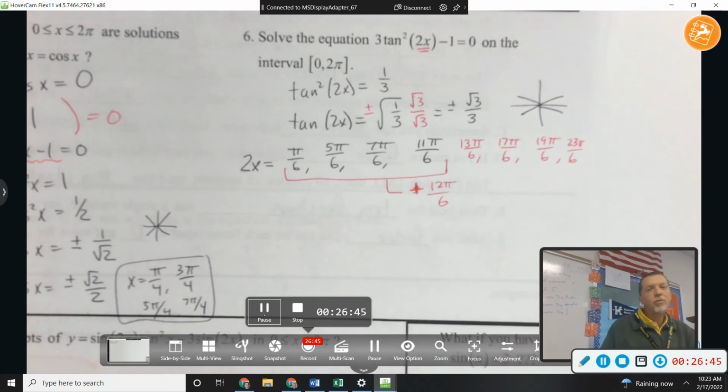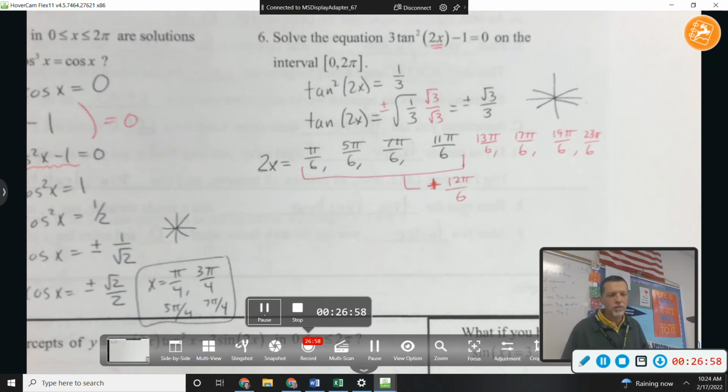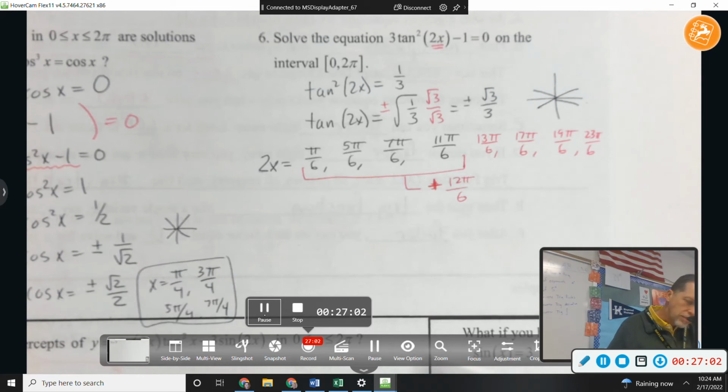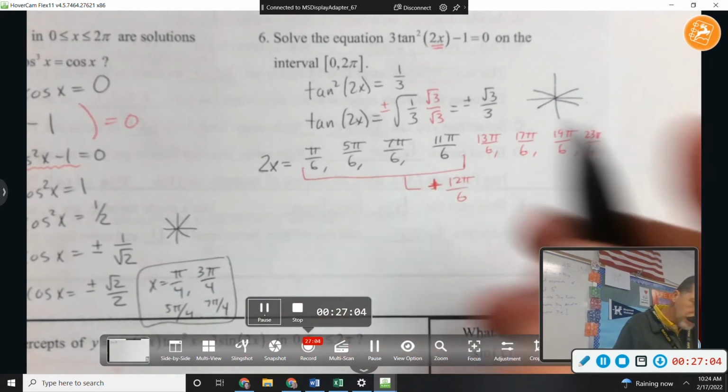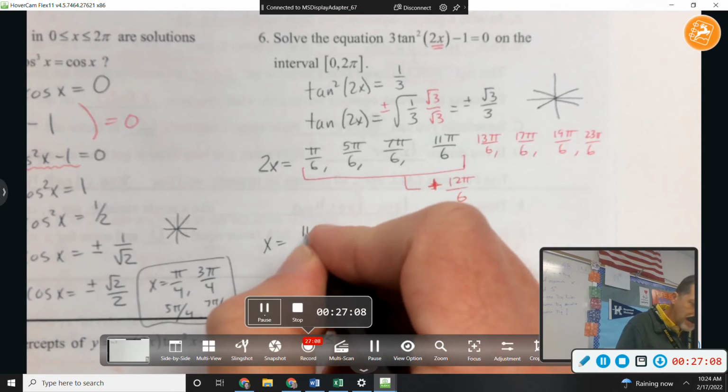It's a good question. I'm over 2 pi. Yes, sort of. But when I divide by 2, I won't be over 2 pi anymore. So you're right to be concerned, but we don't really need to check that until the end. All right, divide all those by 2, or multiply them all by 1/2, would be an easier thing to do.